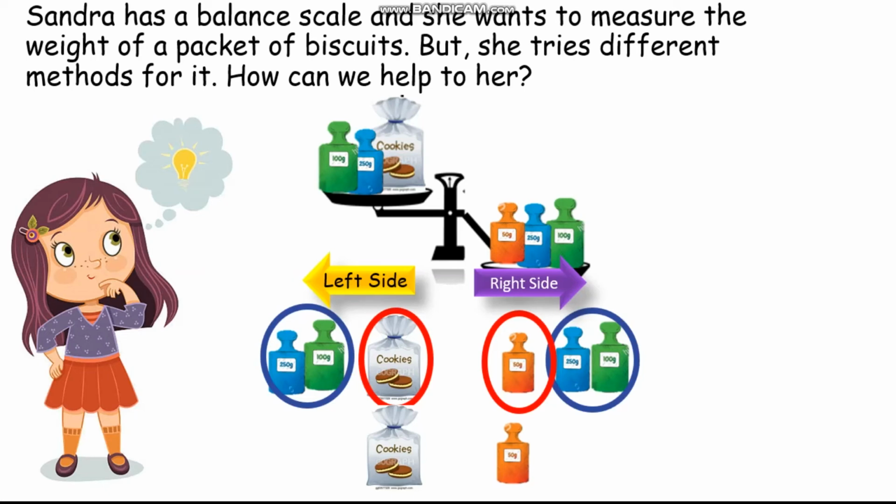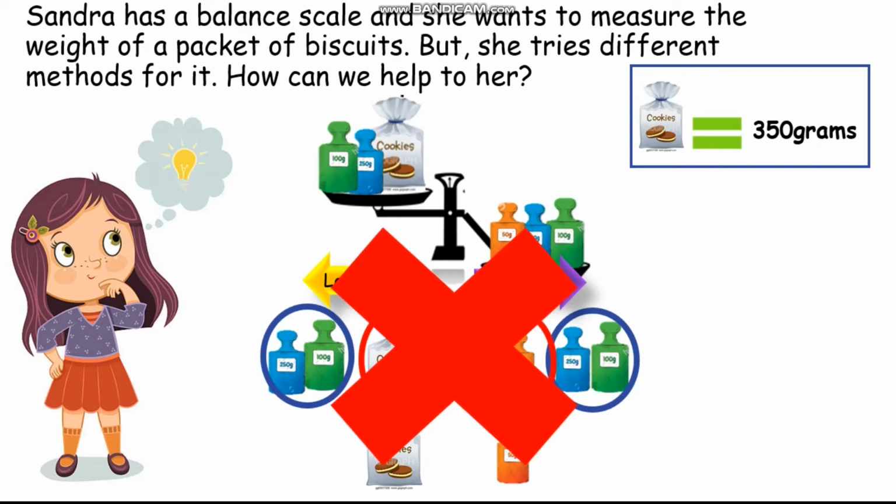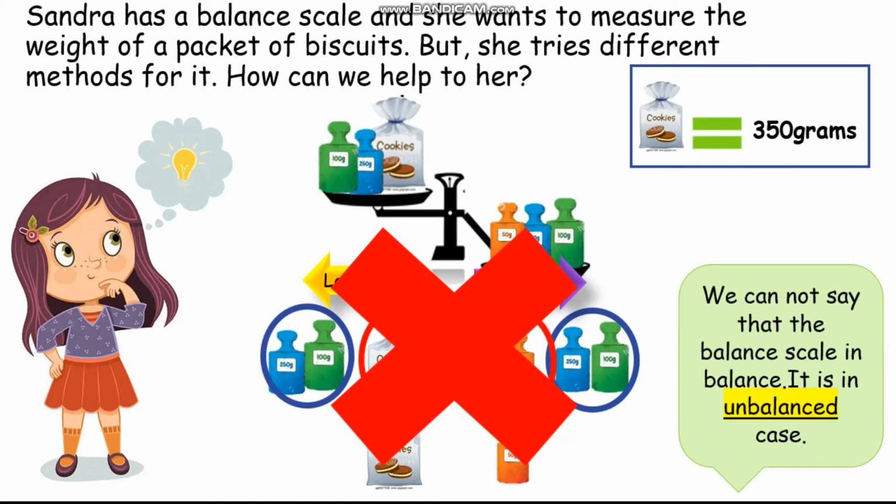I think I cannot. Why? Let's look. Because we know that our cookie is equal to 350 grams. But if we write an equal sign, it means a packet of cookies equals 50 grams. But this is wrong. So what can we say about this balance scale? We cannot say that this balance scale is in balance. It is an unbalanced case. Yes, you did.